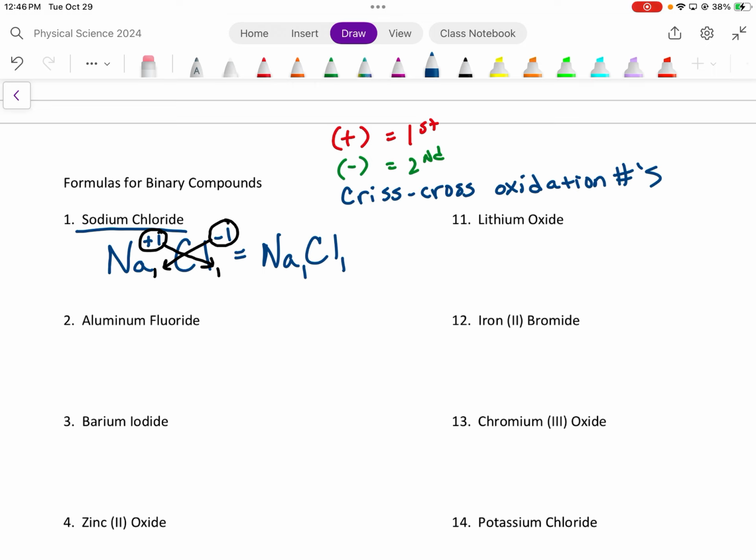And now there's 1 as the subscripts. But remember our rules in chemistry. We never write the 1 as a subscript. So they are there, but we don't show them. So there's the correct formula for NaCl. There's 1 sodium, 1 chlorine.